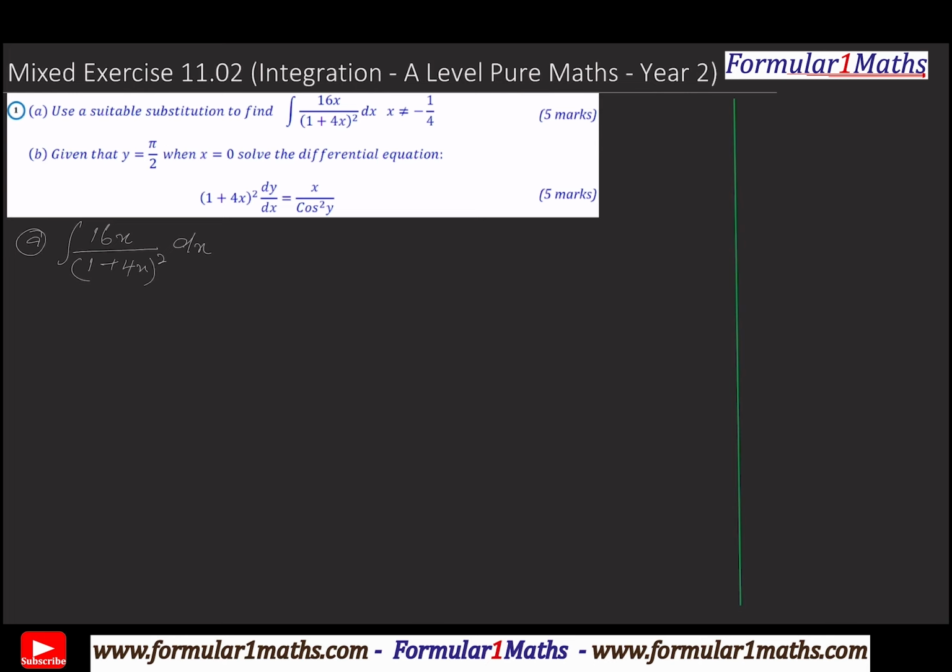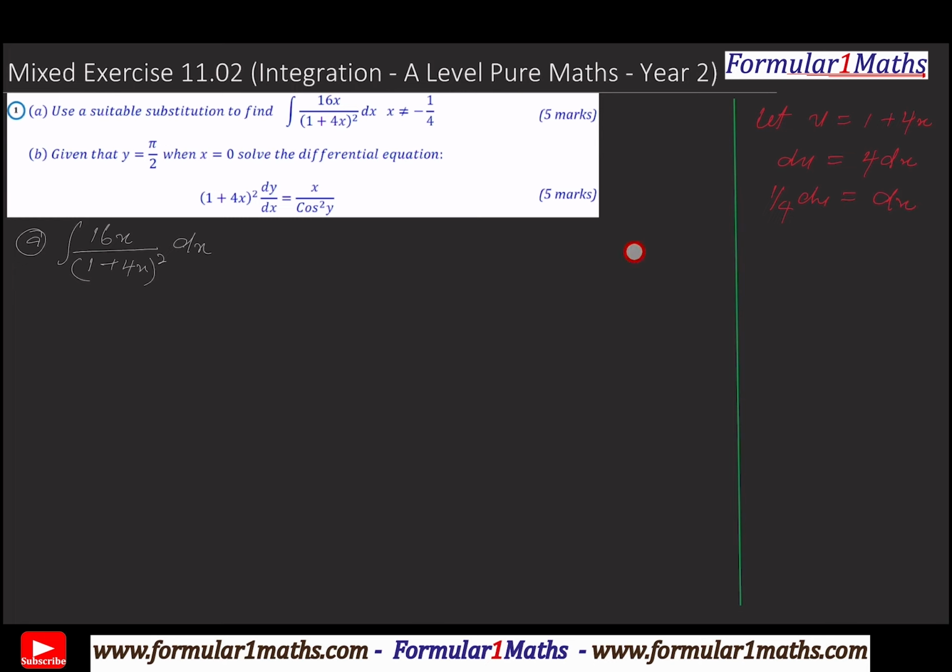The appropriate substitution to use here will be to let u equal 1 plus 4x. If I differentiate u with respect to x, I'm going to get du is equal to 4 dx. But I need to do my substitution for dx in terms of u. So I'm going to make dx the subject here and get 1/4 du is equal to dx.